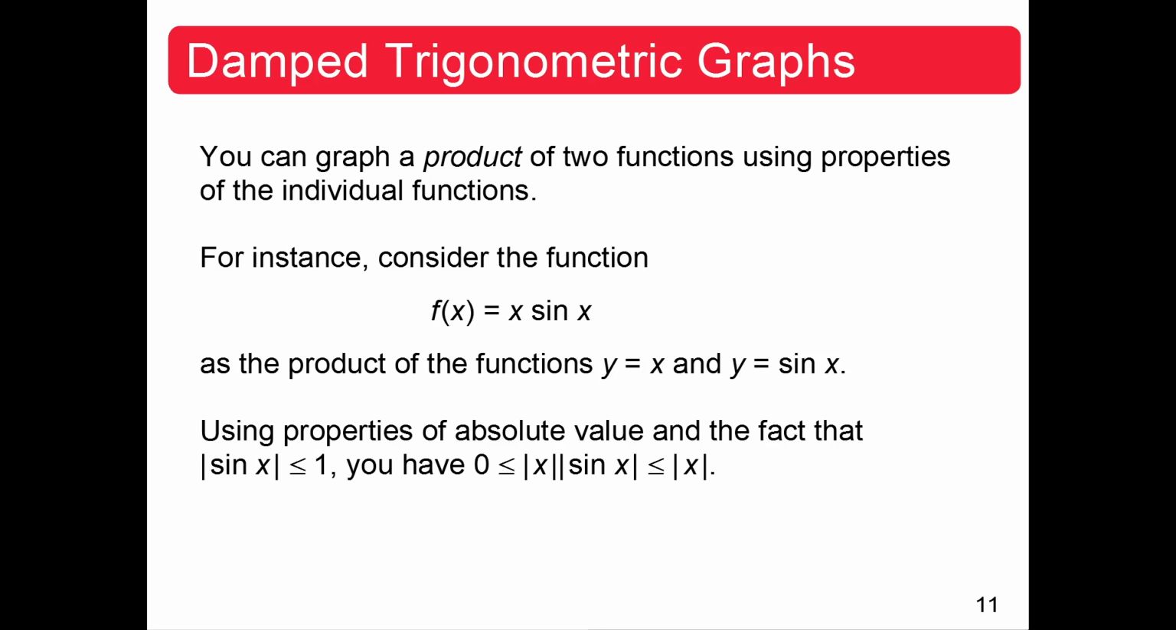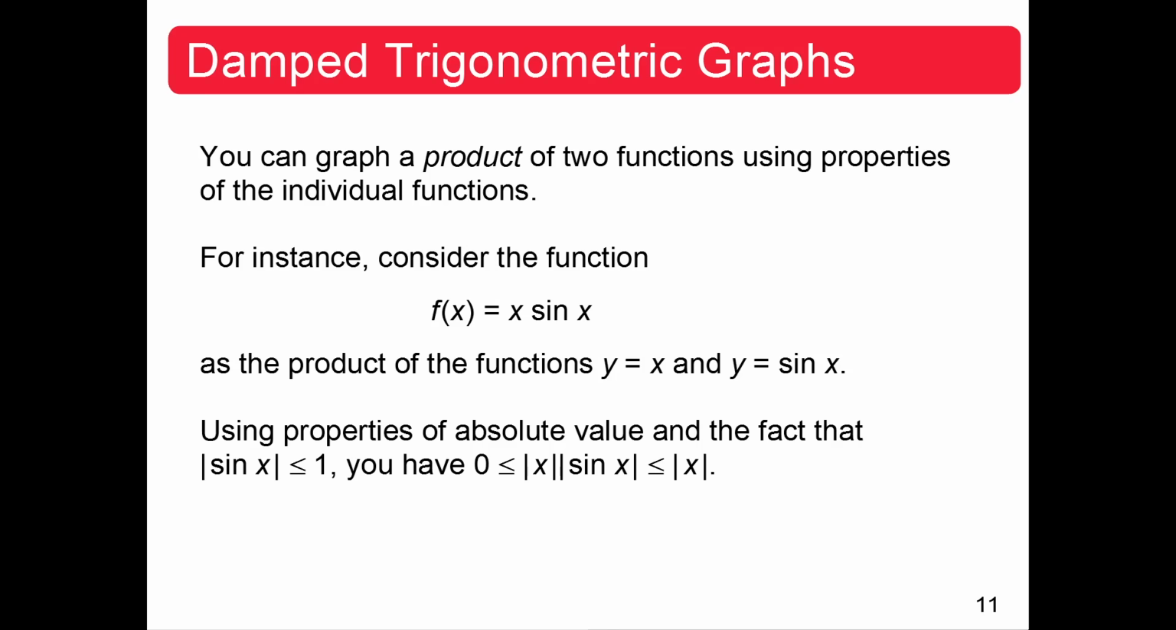So here we're going to talk about, in this case, a product of two functions. We can look at that by using the properties of the individual functions themselves. The one that they give as an example up front is x times the sine of x. So we're going to look at this as the product of two separate functions, y equals x and y equals sine of x. Then we're going to take a look at some different pieces here.